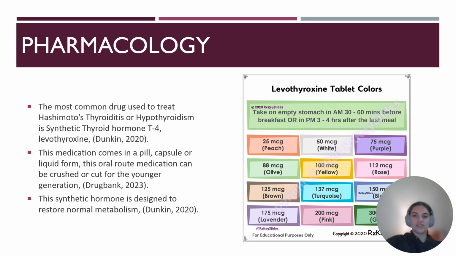Indications of this medication include when a hormone replacement therapy is needed, and this can be in primary or thyroidal, secondary or pituitary, and tertiary or hypothalamic hypothyroidism. Other indications of this medication include surgery and radioactive iodine therapy when treating thyroid cancer.